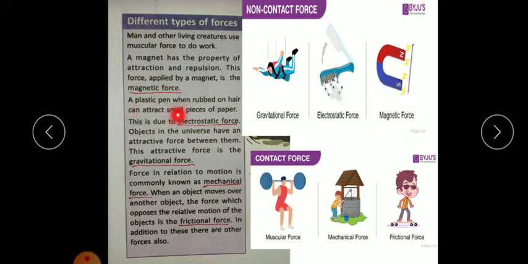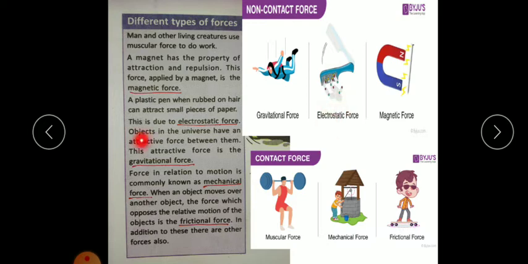A plastic pen when rubbed on hair can attract small pieces of paper. This is due to electrostatic force. So electrostatic force is a force of attraction between charged bodies. So it is also a kind of force.